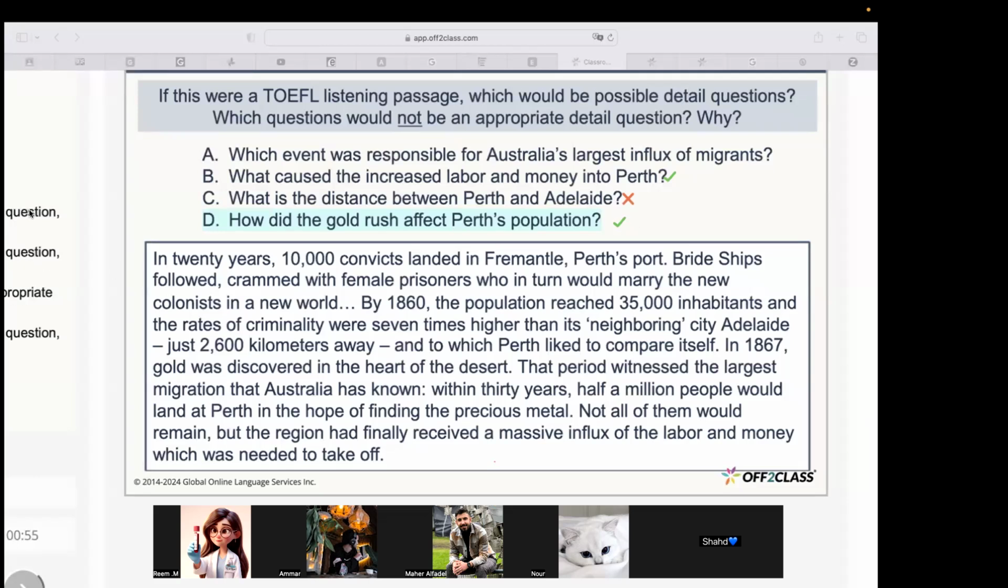So which one is not an appropriate detailed question other than C? The distances. C was not a detailed question. Which ones are detailed questions? You said B and D. How about A? What is A? A is the main idea, I think.